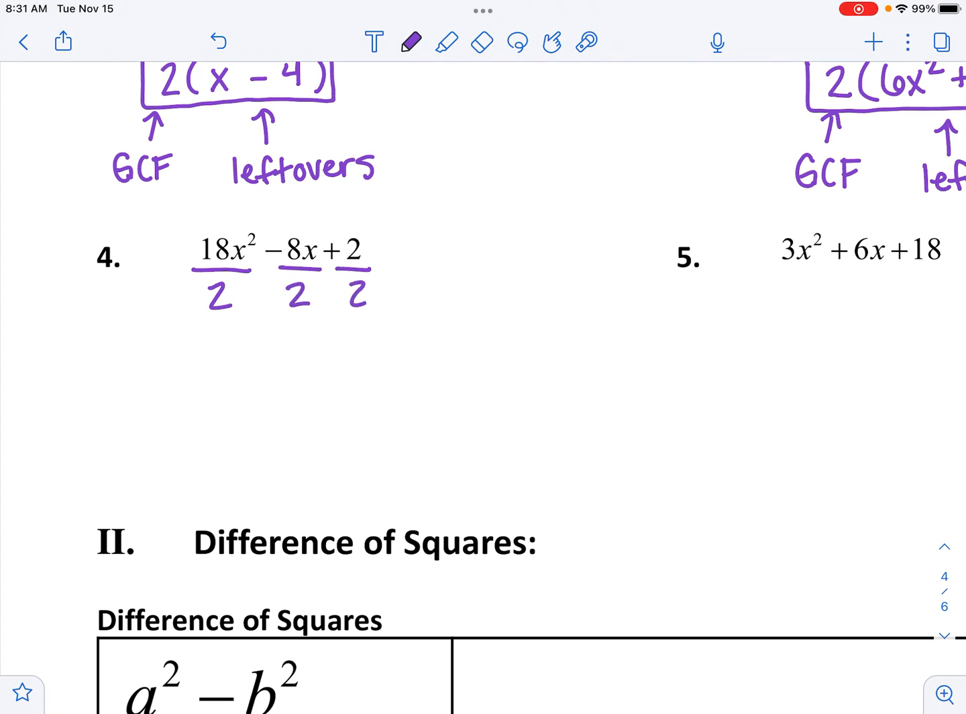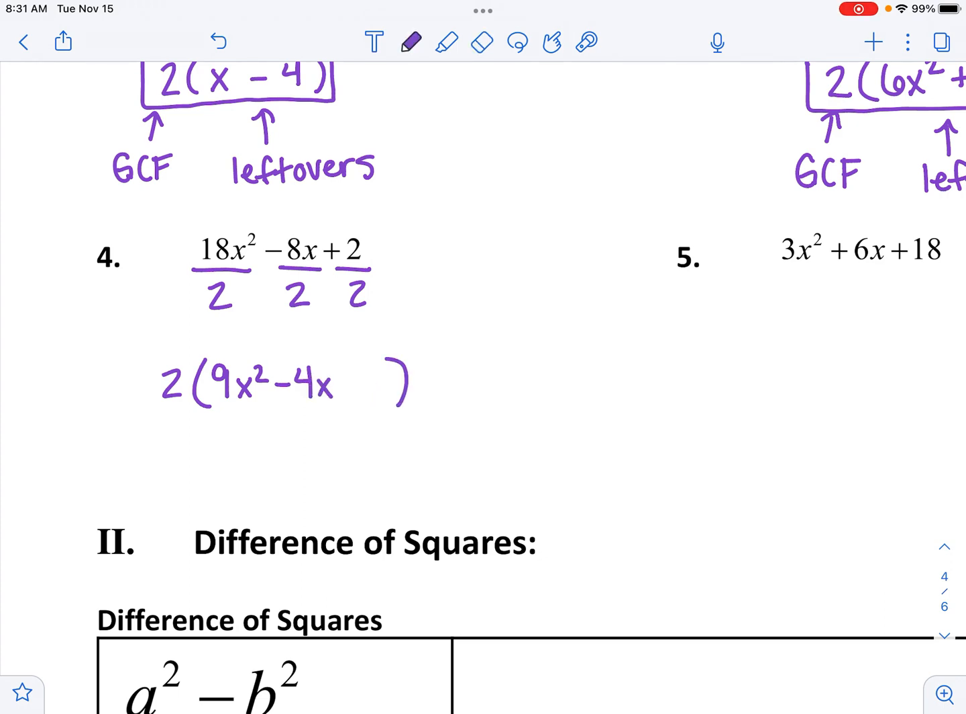And then if we look at the x's or the variables, I have x squared, I have x, but then my 2 does not have an x on it, so we can't take any variables out of something that does not have an x, so our GCF is just 2. And when we divide this out, 18 divided by 2, I get 9. The x squared stays the same. Negative 8 divided by 2 would get me negative 4. The x stays the same here.